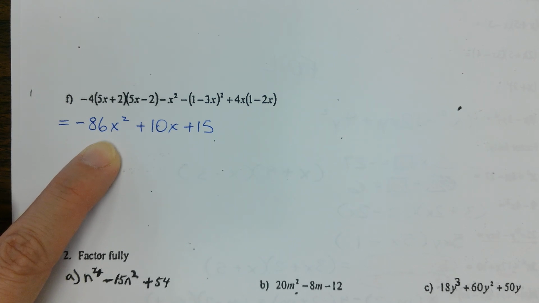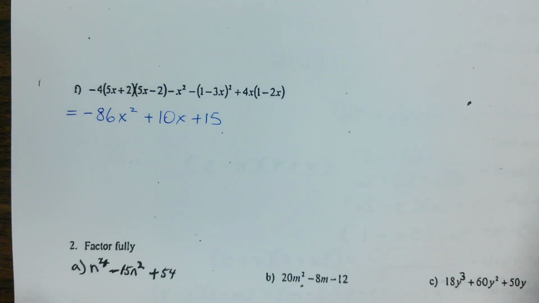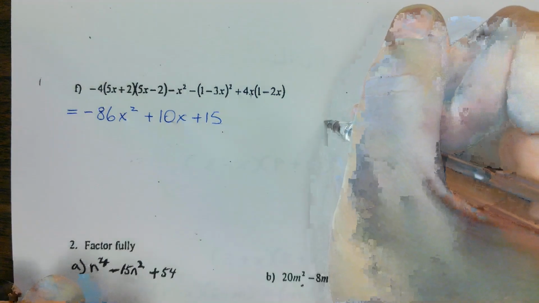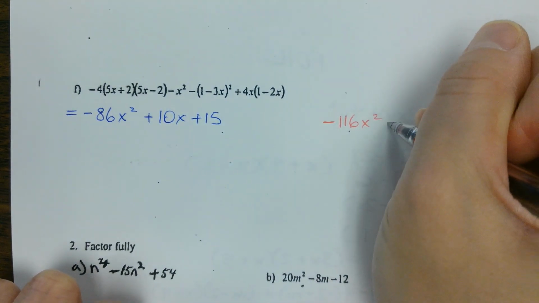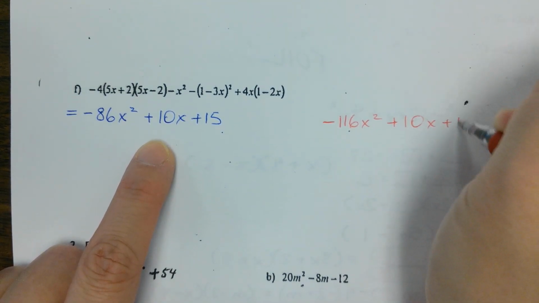You don't know what you wrote. But Max, did you get something else? Max, what did you get? It's probably wrong because only the first term is different. Yeah, same. I got negative 116x squared plus 10x plus 15.